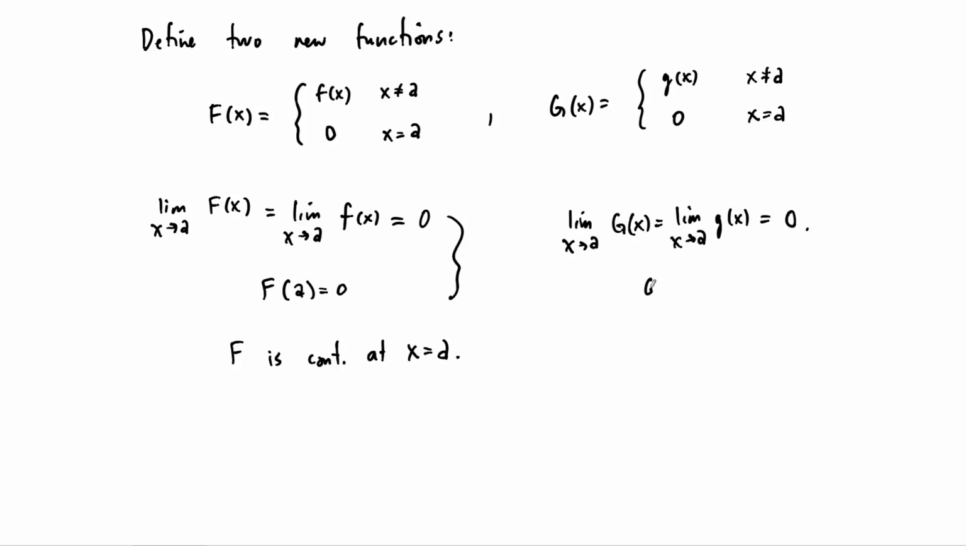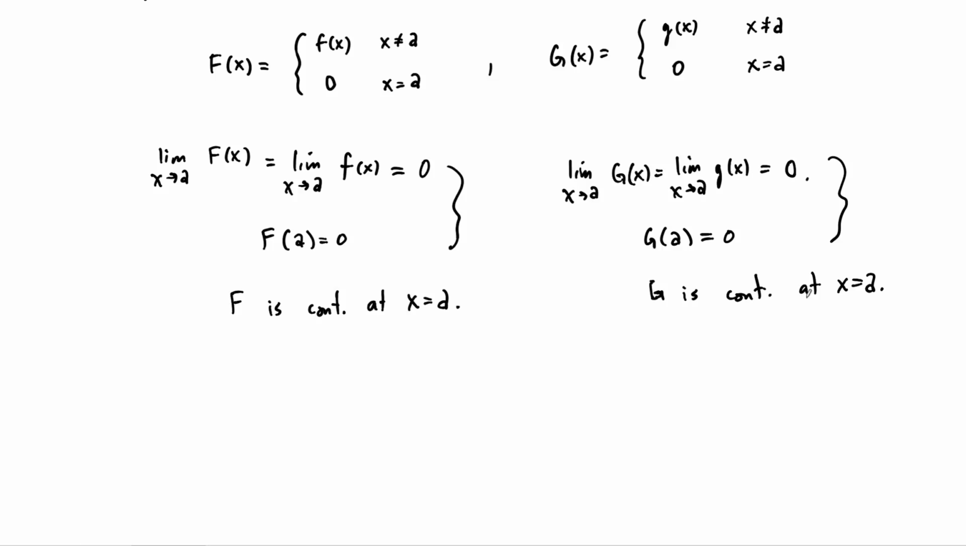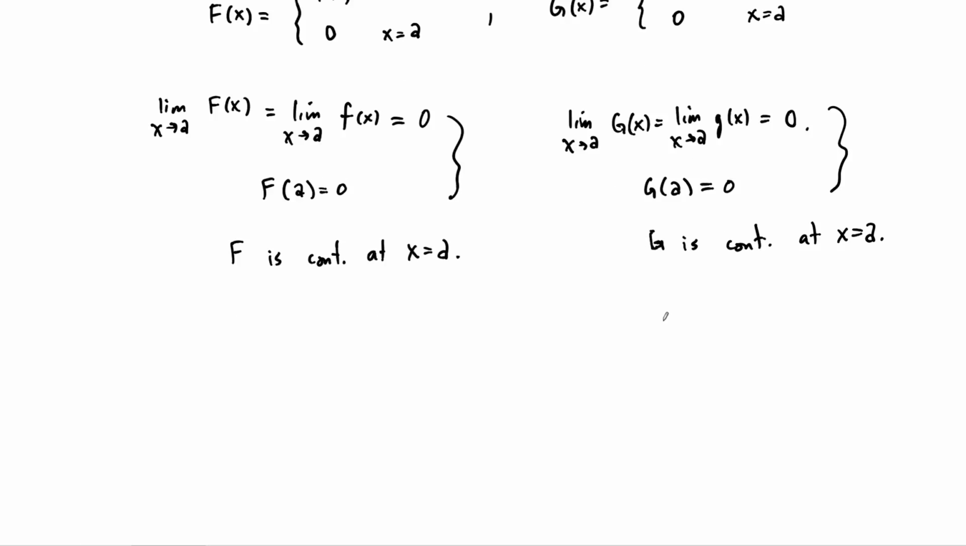Same thing here, right? G of a equals 0. It's the exact same result, so big G is also continuous at x equal to a. All right, a couple more results here. By the way, what we really want here is, therefore, this is what I'm going to state here: therefore big F and big G are continuous on the entire interval.